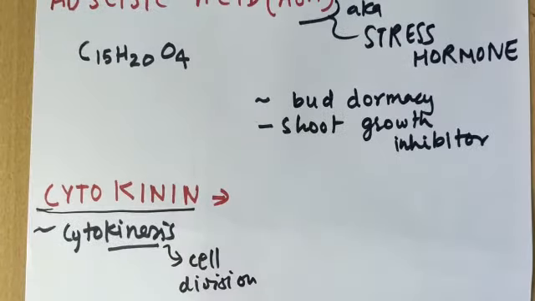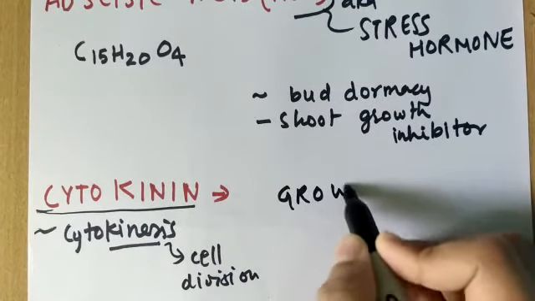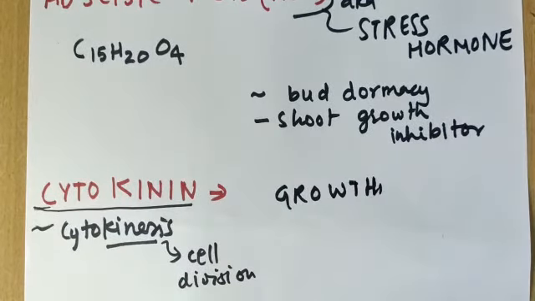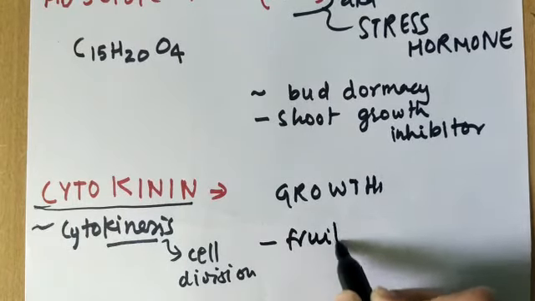So we can easily tell that cytokinin helps in growth, because the more the cells divide, the taller the plant will be and the more the growth will happen. It helps the plant to divide mitotically. It also helps in fruit and flower development.